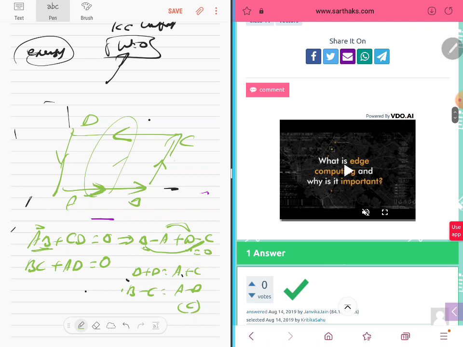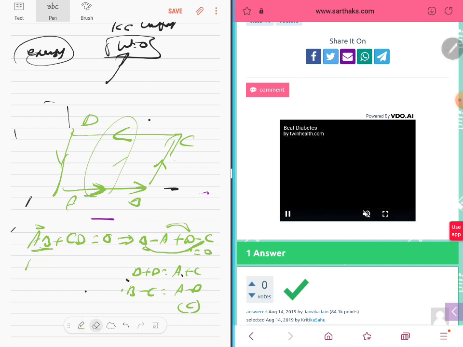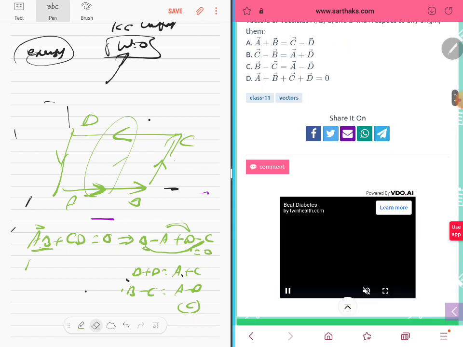Yeah, that's the right answer. So basically when they ask you something like this, you just take the parallelogram and say that opposite vectors are getting cancelled out, and so you get one of the answers. Okay, that's about it. Such a simple sum. Okay, let's go to next question.